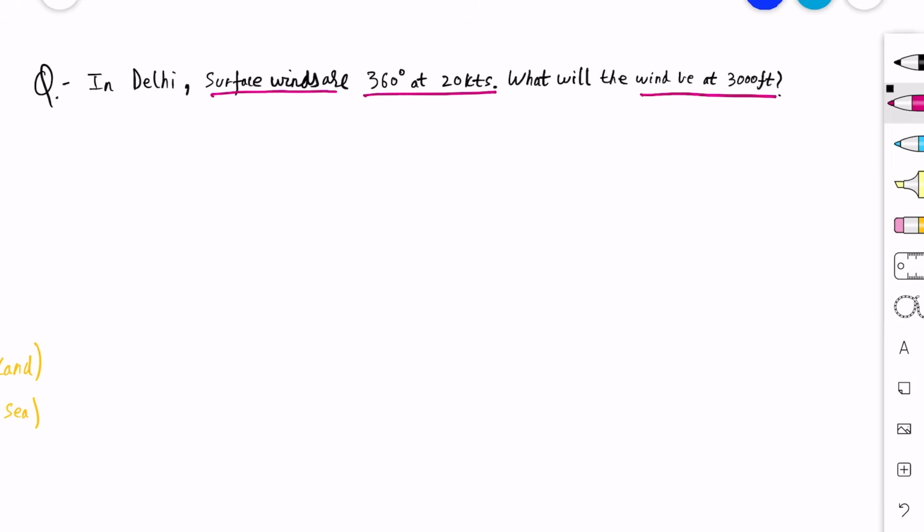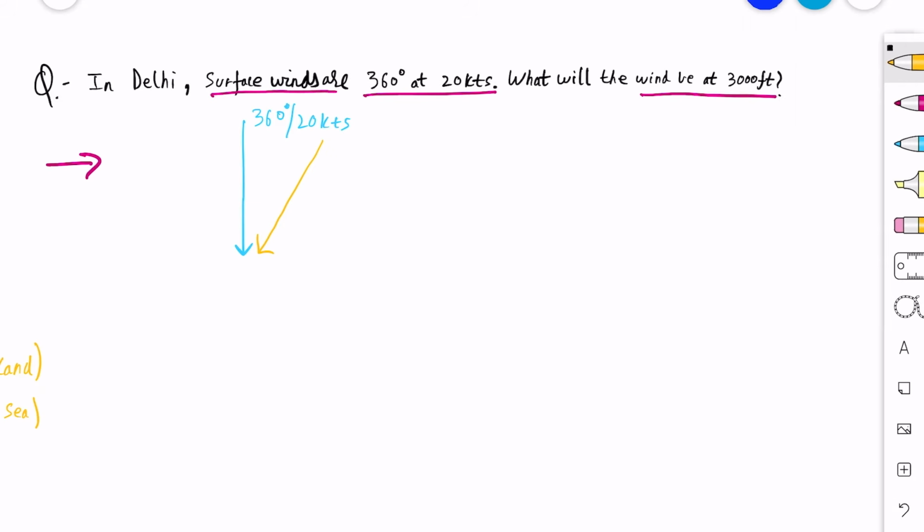So now we know that the wind speed at 3000 feet will be more than what it is at the surface, because on the surface the friction layer reduces the speed. And we also know that the wind is backing on the surface, so at 3000 feet it should be coming from the right. Now we'll use the 30 degrees and 50% rule. On the surface the wind is coming from 360 at 20 knots, which is in the friction layer. So obviously above the friction layer this wind should be coming from this side.